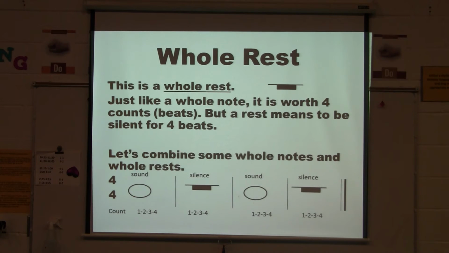1, 2, 3, 4. 1, 2, 3, 4. 1, 2, 3, 4. 1, 2, 3, 4. Hope you noticed I tried to count a little more quietly when I had the rest than when I was making the sound for the notes.